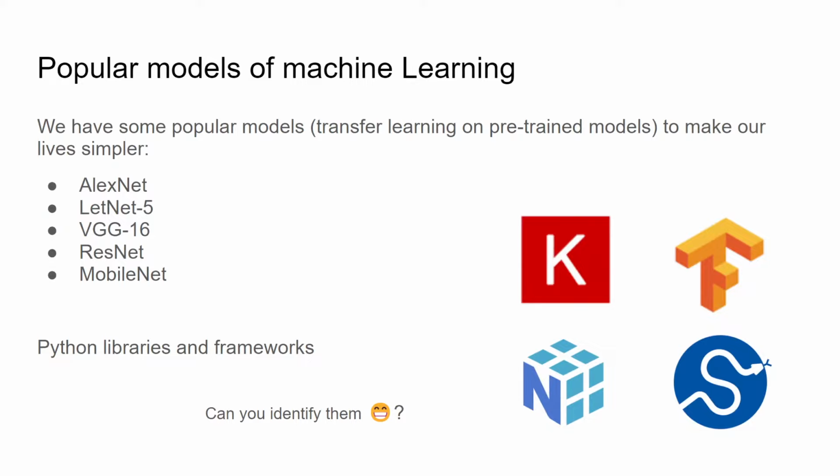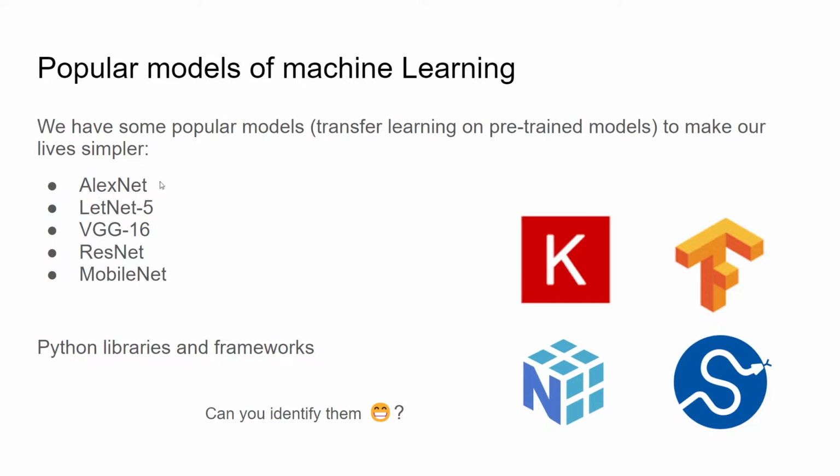So if we talk about models, there are some pretty famous models that researchers use to make our life simpler. These models can be used for anything: computer vision, natural language processing, speech recognition, anything. There are several kinds of models for several different tasks. So we have provided some examples.